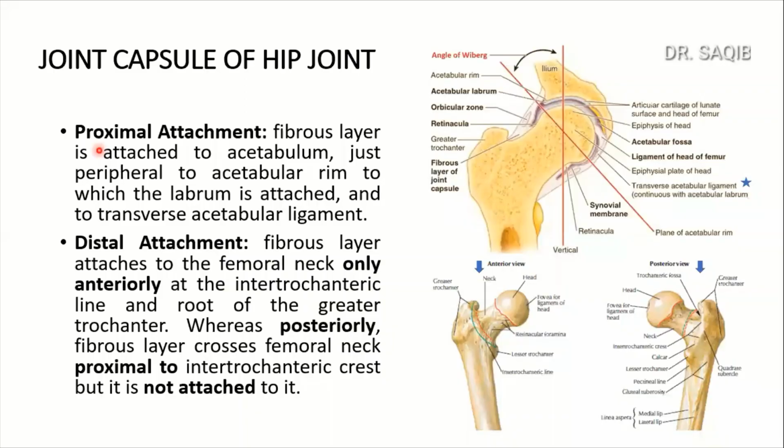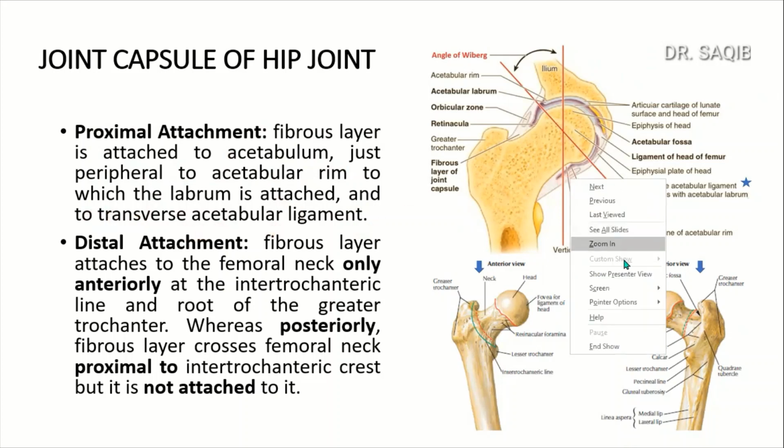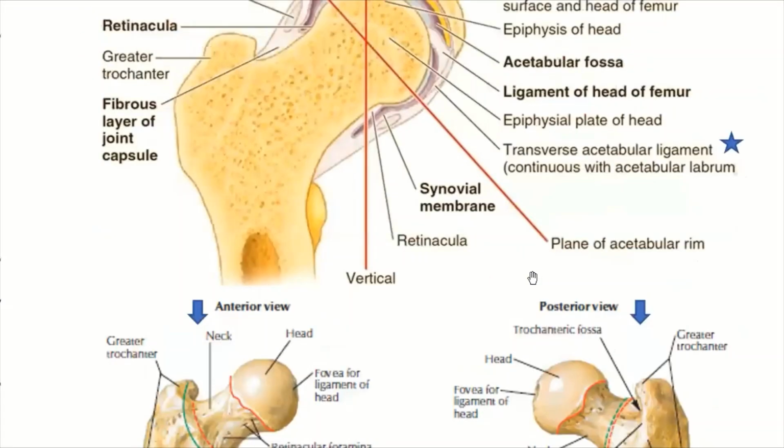And yes, now you know about the joint capsule of the hip joint, its attachments, proximal and distal. The proximal attachment: the fibrous layer is attached to the acetabulum, just peripheral to the acetabular rim, to which the labrum is attached, and through the transverse acetabular ligament. So let's zoom in to see this description.